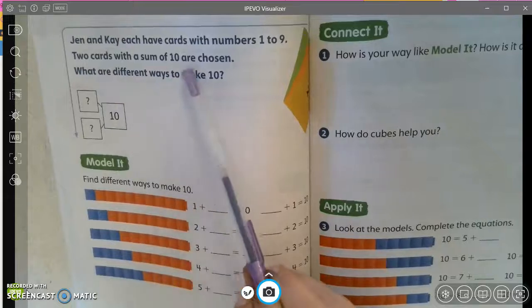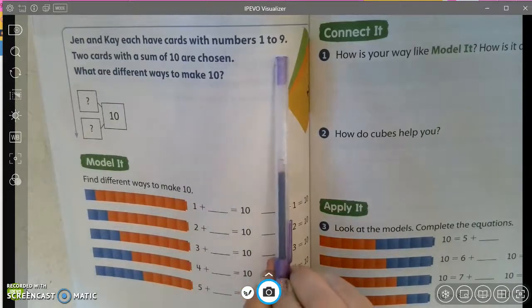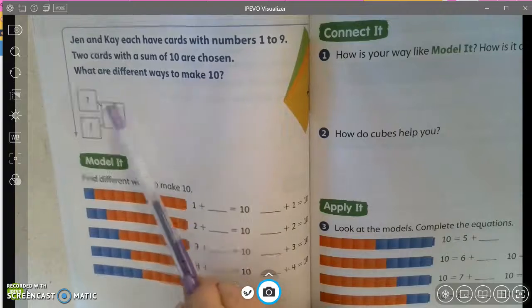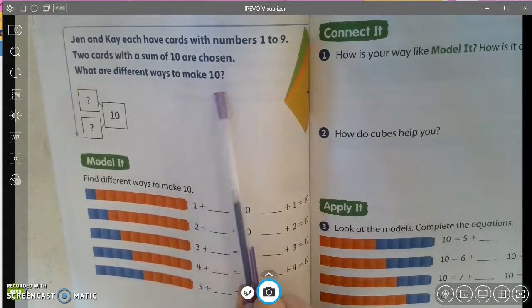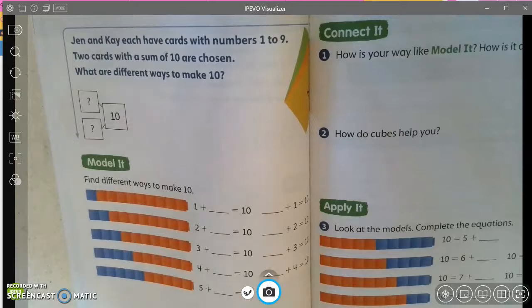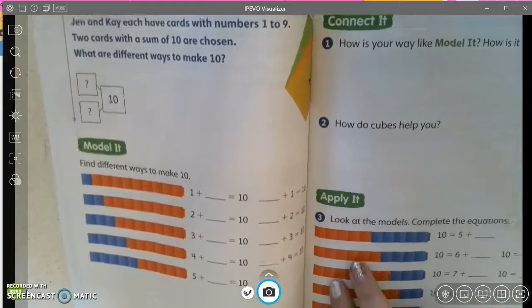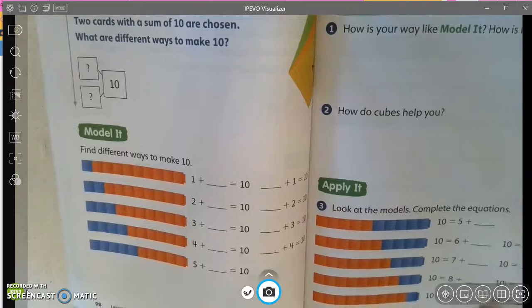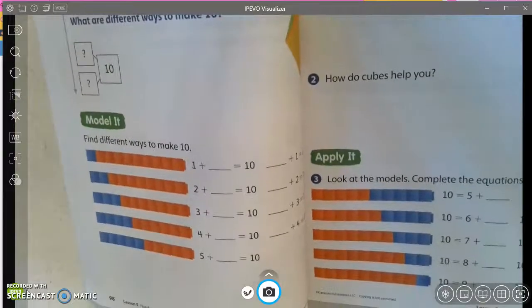Jen and Kate each have cards with numbers 1 to 9. 2 cards with a sum of 10 are chosen. What are different ways to make 10? So we have our number bond here that we were looking at, and we were using the number bonds when we were finding the missing add-in. Now we are looking at different ways to make 10. Okay, there's all sorts of different ways.